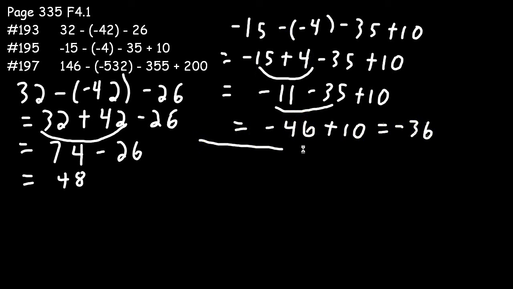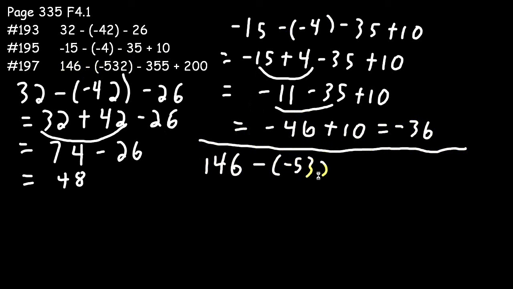If we look at the last one, 146 minus a negative 532 minus 355 plus 200. Here we have minus a negative 532. We have minus a negative, and as before, we want to make that a plus. So this will be 146 plus 532 minus 355 plus 200.